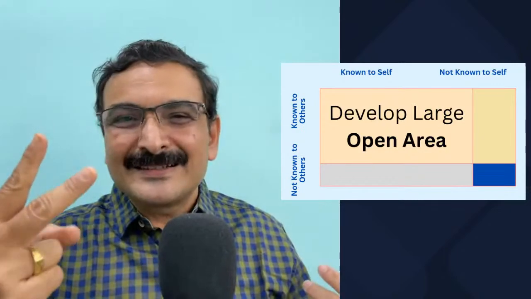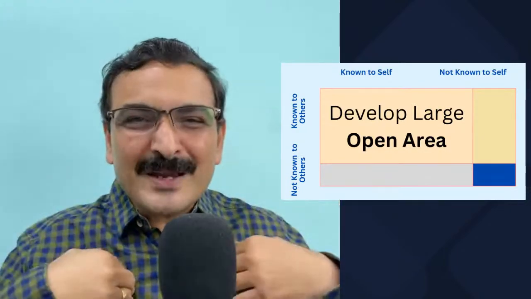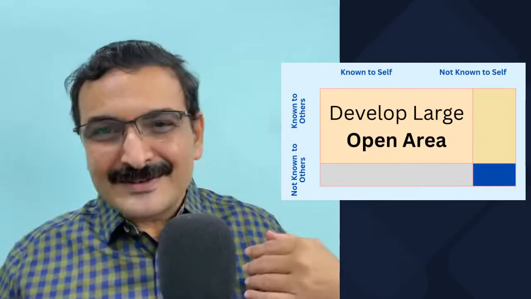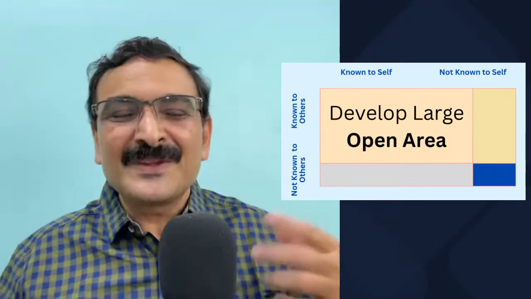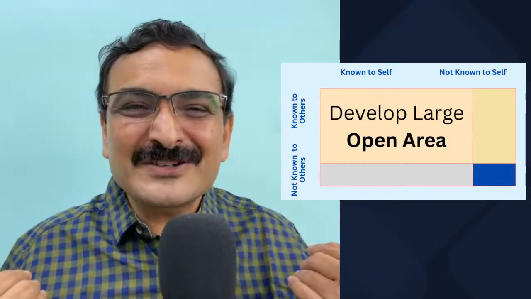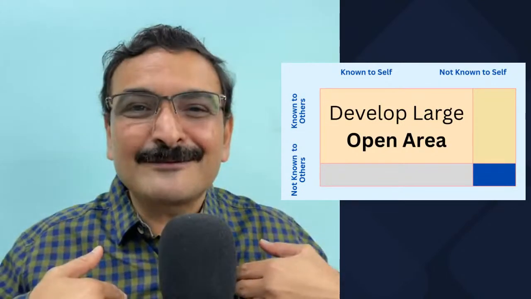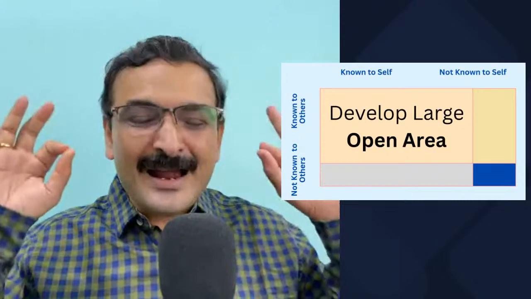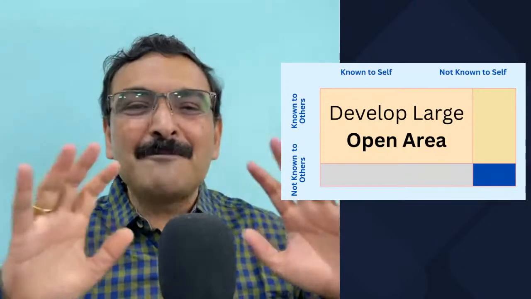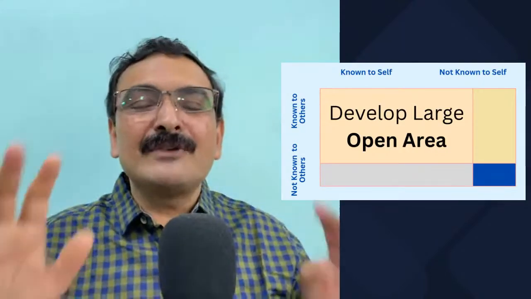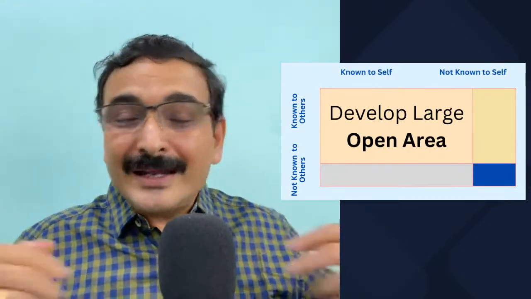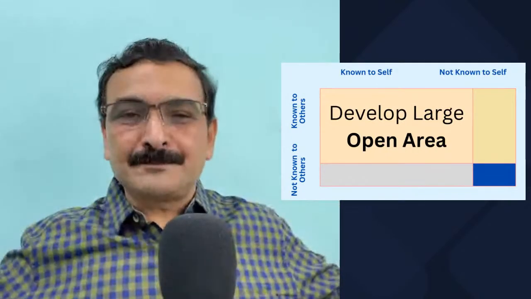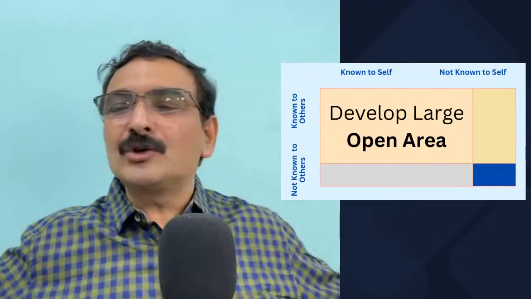Only two ways: reflection, introspection, knowing more about myself, unknown area is reducing. Seeking information, feedback from others about myself, again unknown area is coming down. So I'm expanding and making the open area bigger. This is where we are happy. Our inhibition goes away. I open up. My true self is open to more and more people.